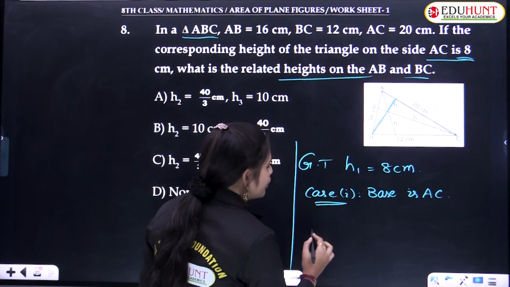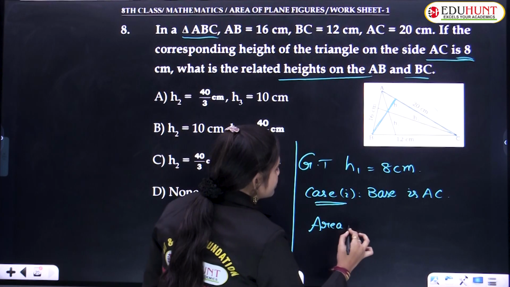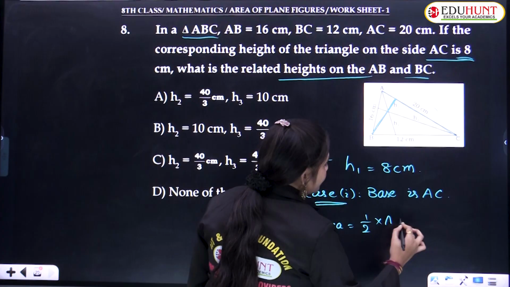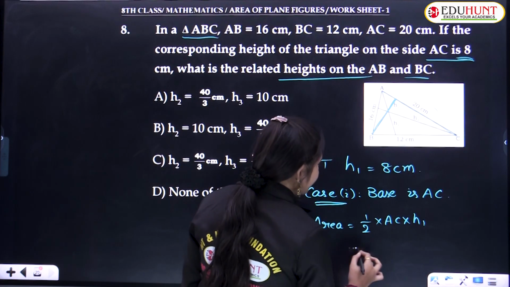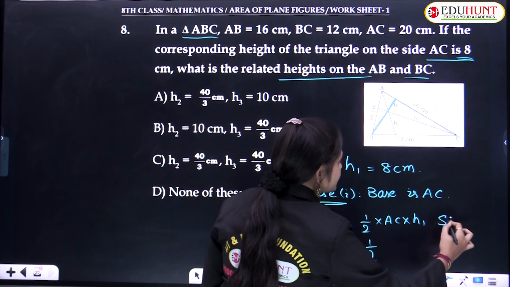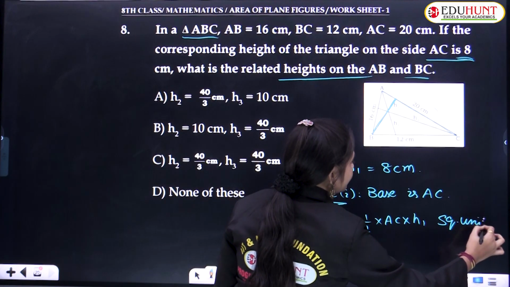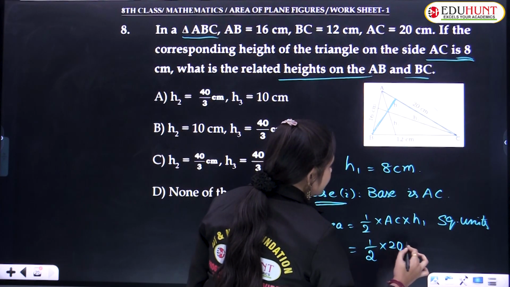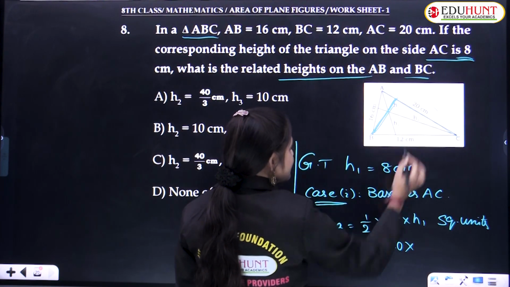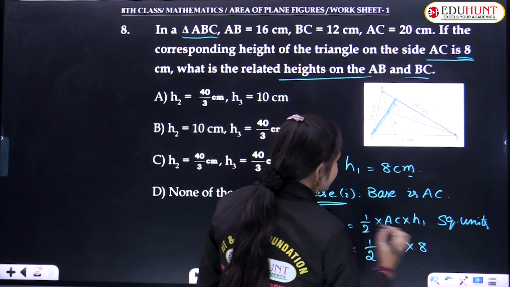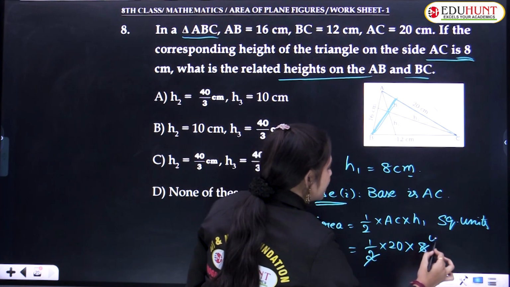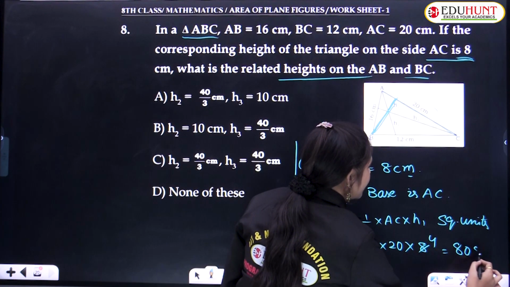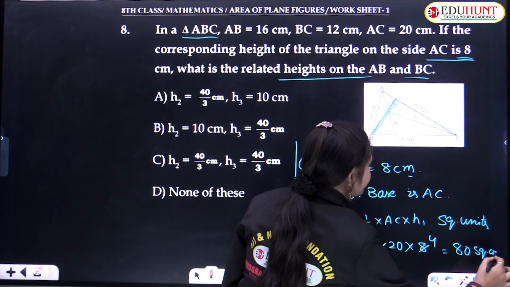Base is AC. Now the area is half into base into height, that is half into AC into H1 square units. Half into AC, which is 20 centimeters, into H1, which is this measurement they have given, 8 centimeters. After cancellation, 2 fours are 8 and 8 tens are 80 square centimeters.